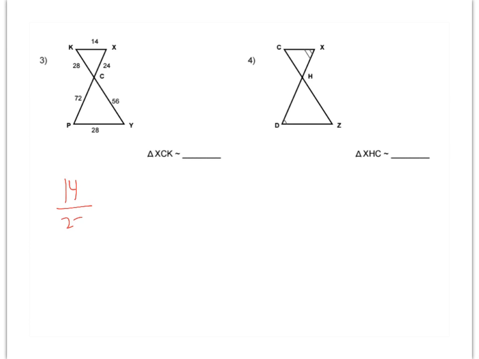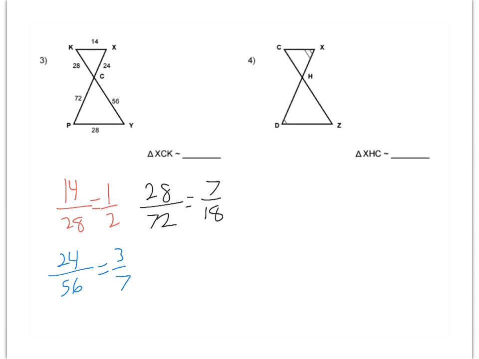14 over 28. I'm going to set up 24 over 56. I'm going to set up 28 over 72. All right. For these to be similar triangles, all of these have to have the same ratio. So that's going to be 1/2. This one is going to be 3/7. And this one gives me 7 over 18.